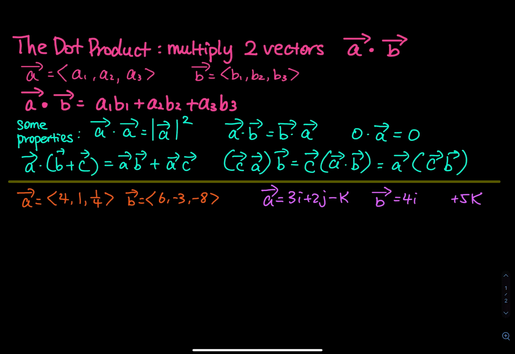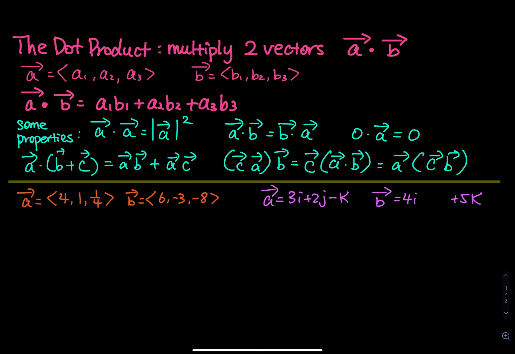The first one is when you have vector A multiplied by itself, then you get the magnitude of A squared. And then A times B. So when I say A and B, they are all vectors. So A times B is the same thing as B times A. And then 0 times vector A is equal to 0.